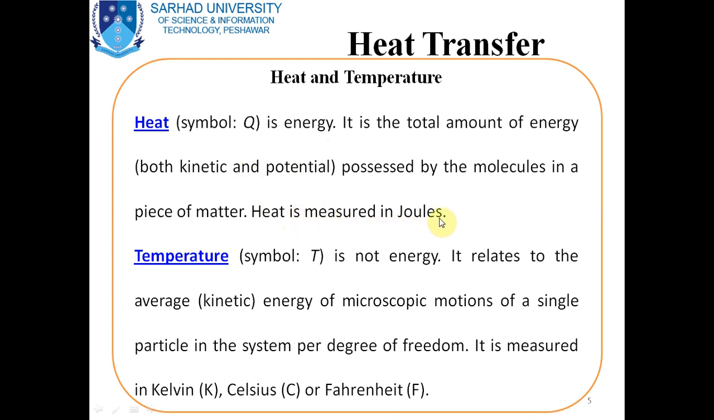Heat is measured in units of joules, while temperature, which is represented by the symbol capital T, is not energy. It relates to the average kinetic energy of microscopic motion of a single particle in the system per degree of freedom. The main difference between heat and temperature is that heat is energy while temperature is not energy, and heat is the total amount of energy, both kinetic and potential, while temperature is the average kinetic energy of a single particle.